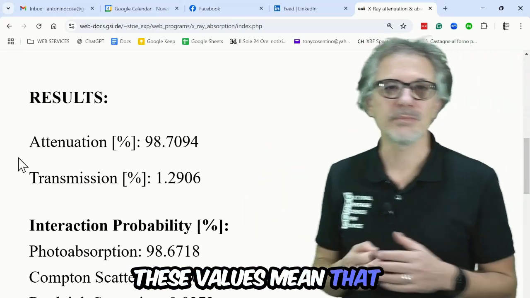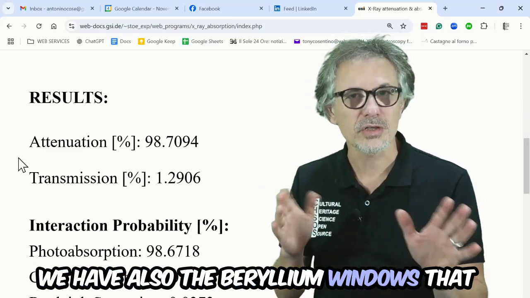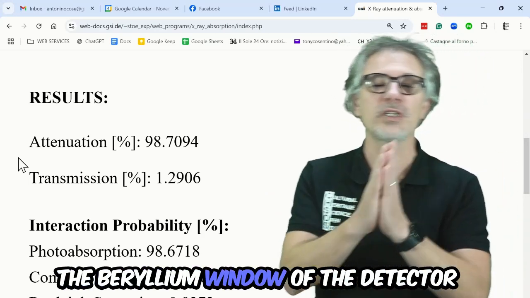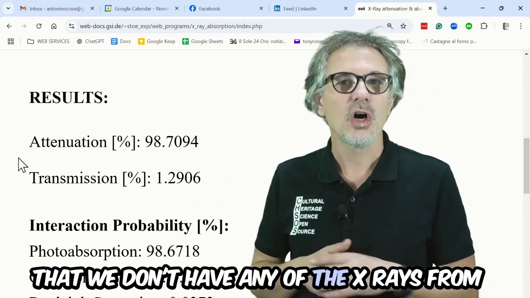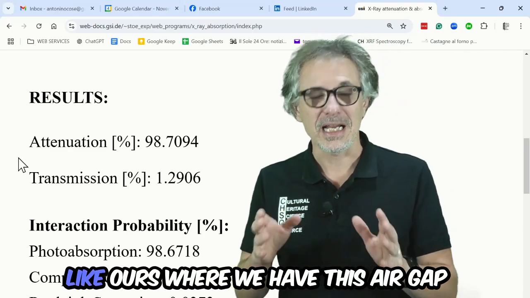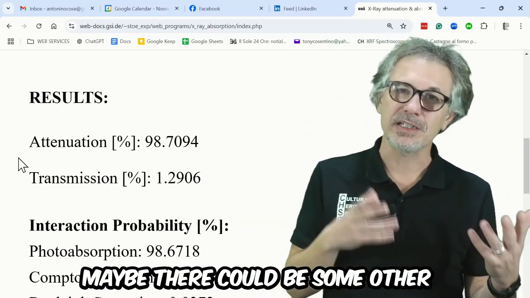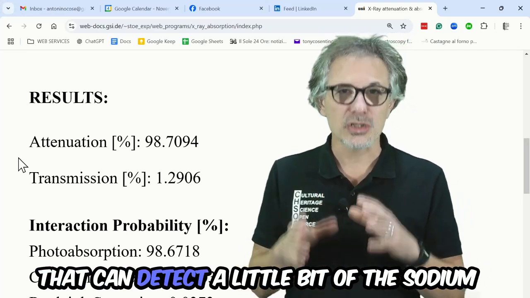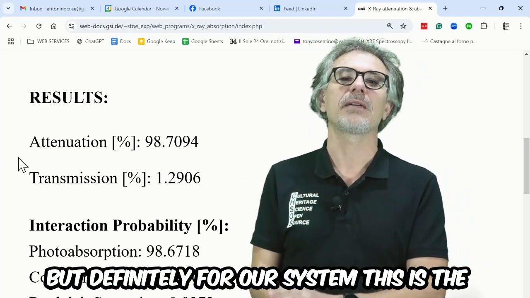These values mean that, since we also have the beryllium window of the detector interacting and stopping part of them, none of the X-rays from sodium can reach a system like ours, where we have this air gap. Maybe there could be some other, more specialized systems that can detect a little bit of sodium, but definitely for our system this is the borderline.